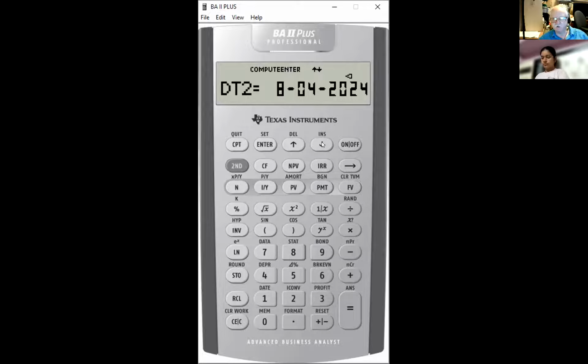Hit the down arrow again. And of course, it still has the 152, but we go compute. And it calculates DBD, which is days between dates. Okay, I got it. Okay. Thank you.